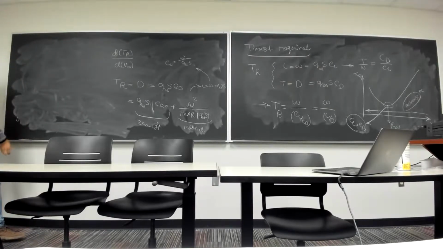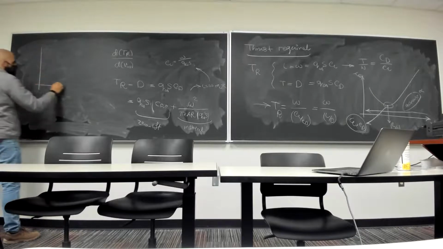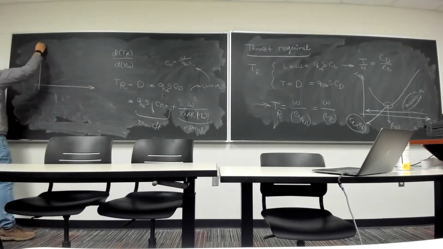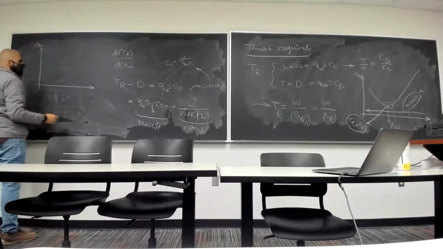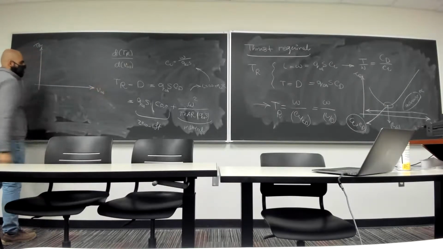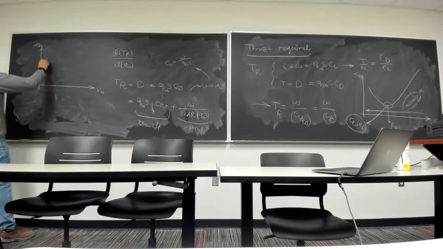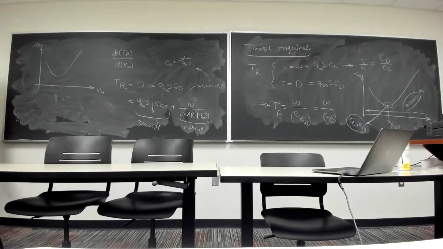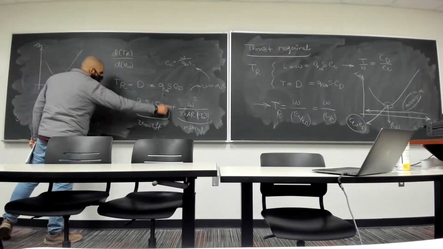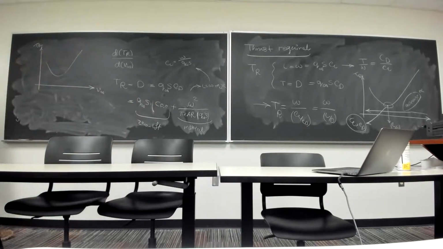Let's go back to this plot again. Thrust required versus V infinity. The idea was it changes like this. And your zero lift TR, how does your zero lift TR change with velocity? The zero lift thrust required, this part. Does it increase or decrease with velocity?